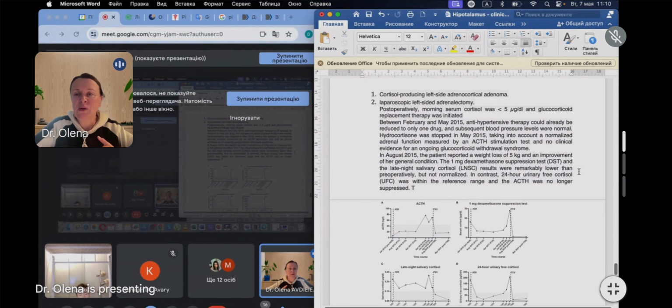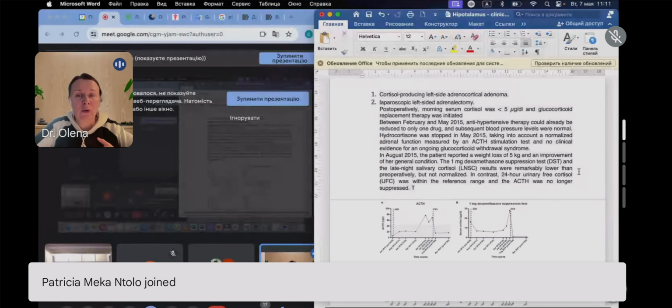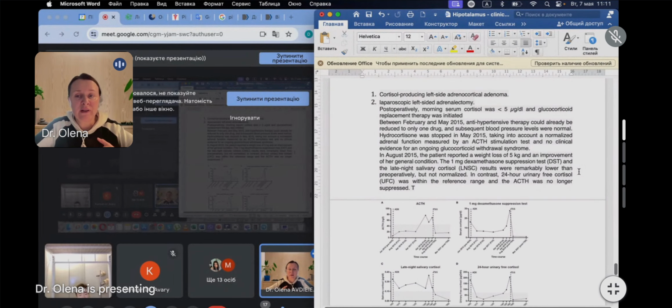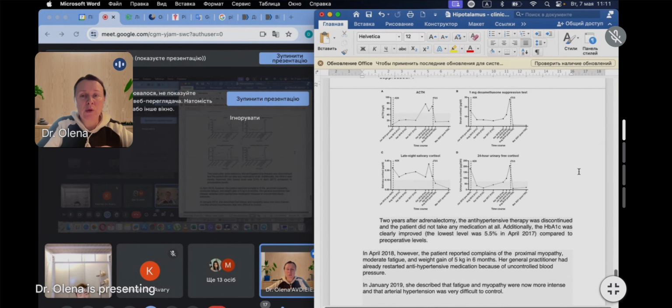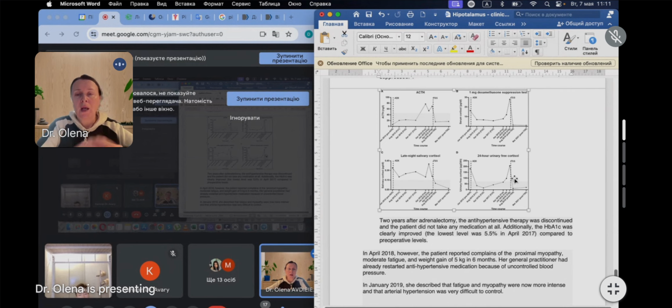The 1 milligram dexamethasone suppression test and the late night salivary cortisol results were remarkably lower than previously, but not normalized. In contrast, the 24-hour urinary free cortisol test was within the reference range, and the ACTH was no longer suppressed. This patient was under control for many years.